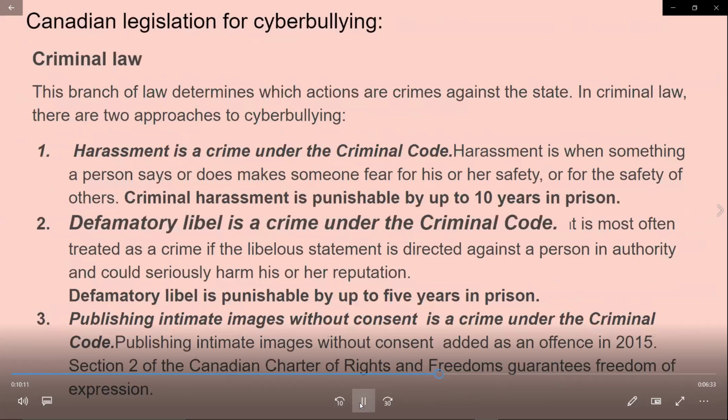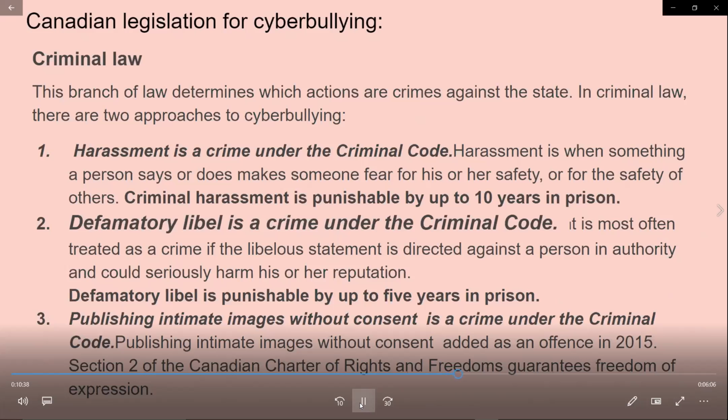Criminal law. This branch of law determines which actions are crimes against the state. In criminal law, there are 2 approaches to cyberbullying. Harassment is a crime under the criminal code. Harassment is when something a person says or does makes someone fear for his or her safety, or for the safety of others. Criminal harassment is punishable by up to 10 years in prison.